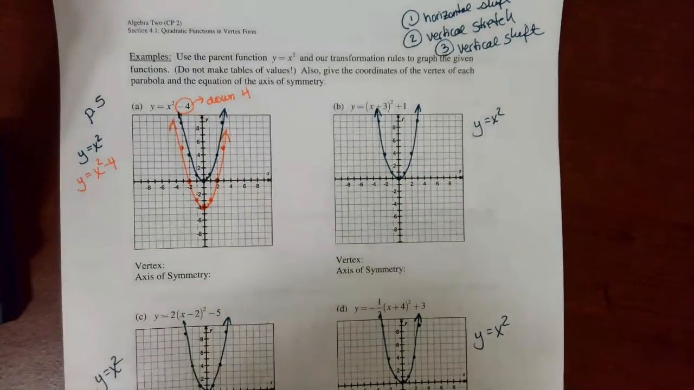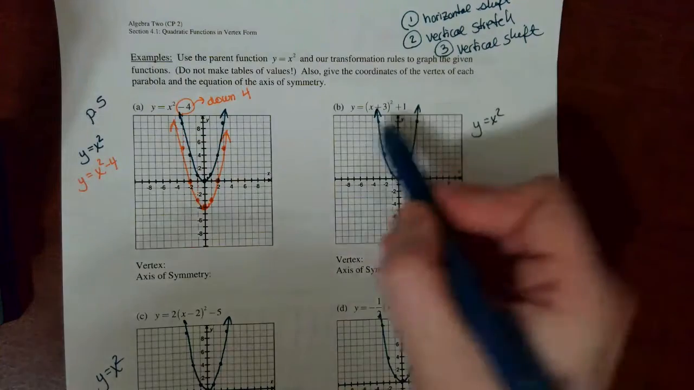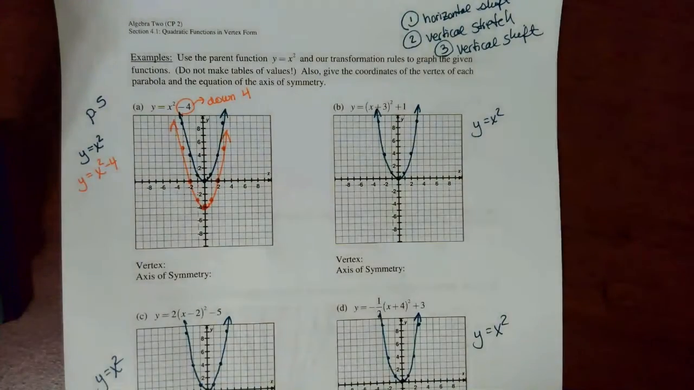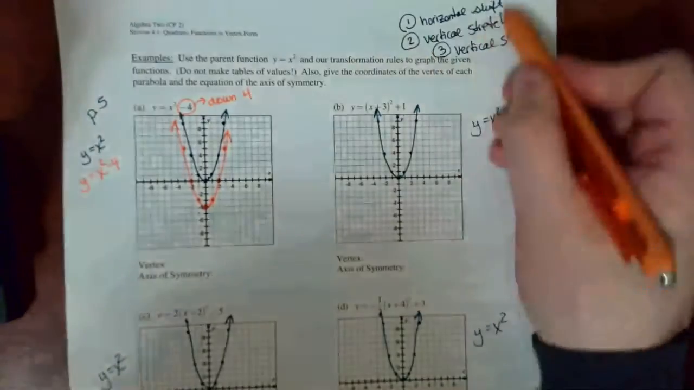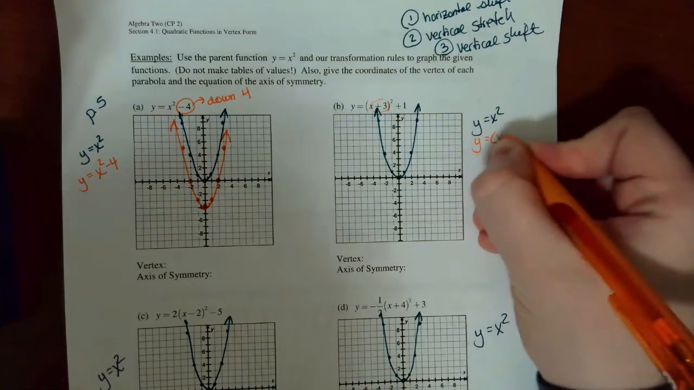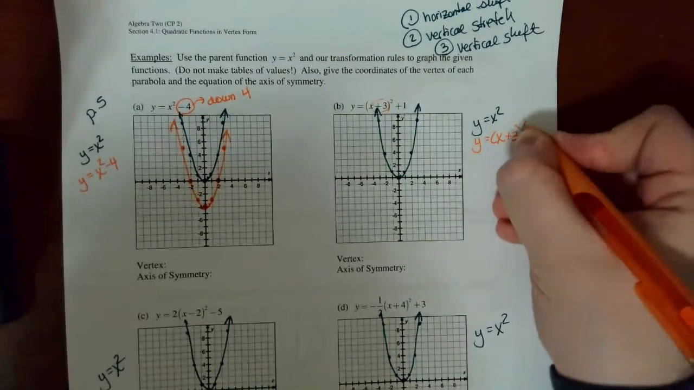With that in mind, what am I going to have to deal with first? The plus 3 or the plus 1? I think we need to deal with our horizontal shift first, so I need to deal with the plus 3. And I'm going to go graph y equals, in parentheses, x plus 3 squared.